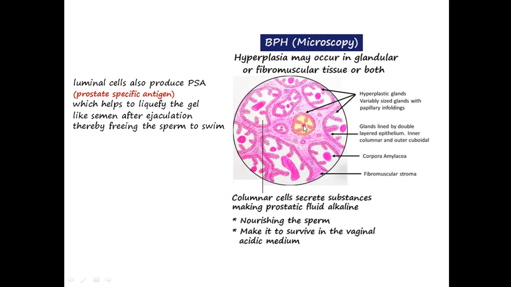So the secretions of the columnar cells in the prostate glands make the prostatic fluid, and this prostatic fluid is alkaline, and it helps and nourishes the spermatozoa to stay alive in the acidic pH of the female vagina.